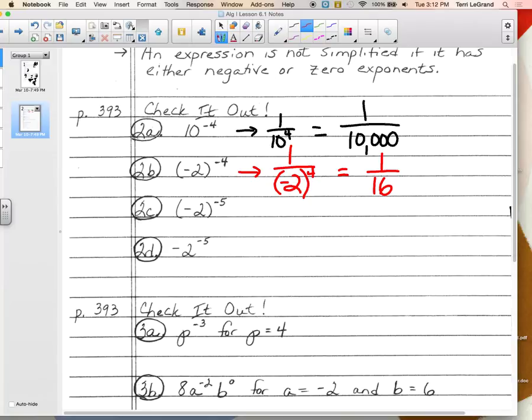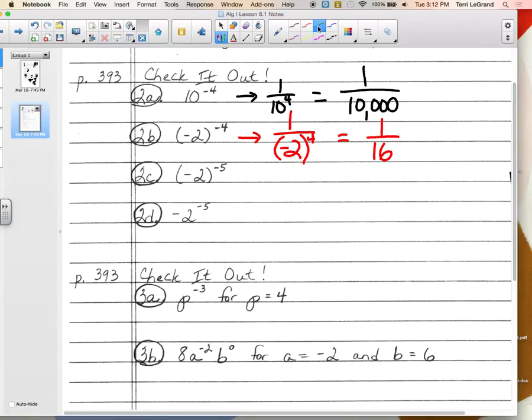Okay? Try the next one on your own. The answer is negative 1/32.